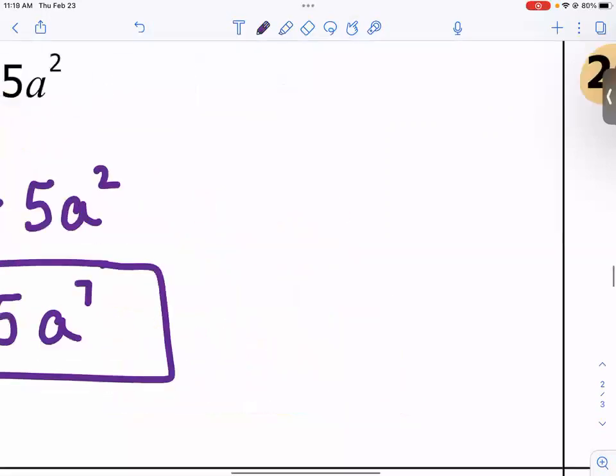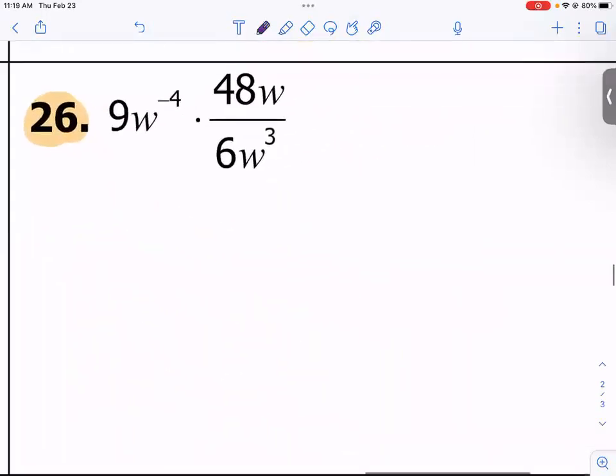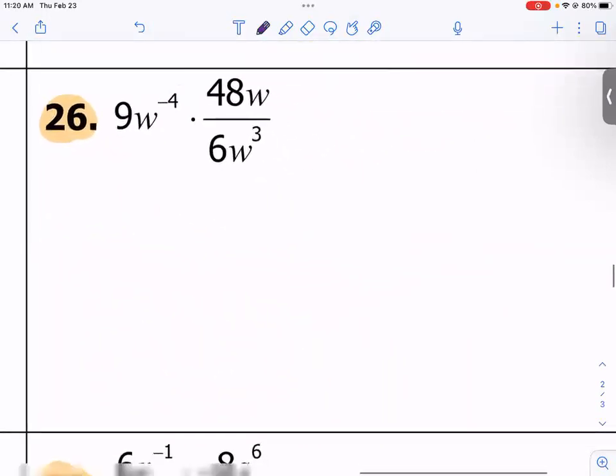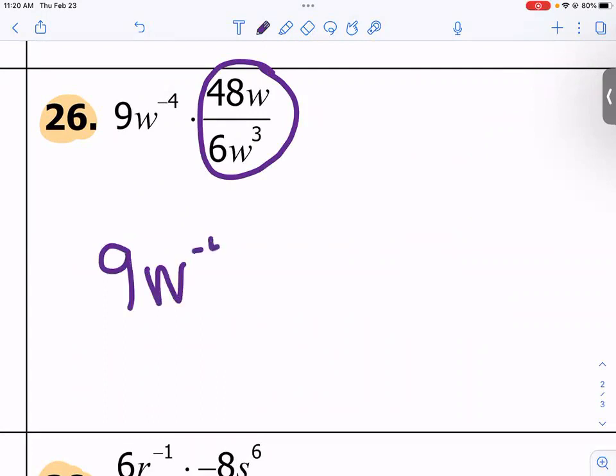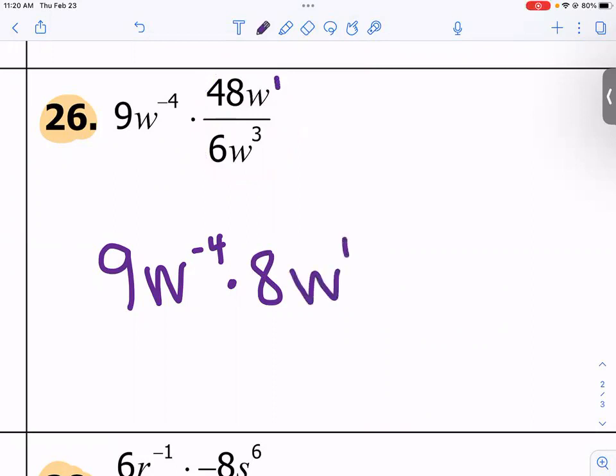Now, in number 26, what do we need to do first? We need to do the division, okay? So I'm just going to leave 9w to the negative 4th, okay? What is 48 divided by 6? Okay, and this is w to the 1st power. So if we take 1 minus 3, we get what?